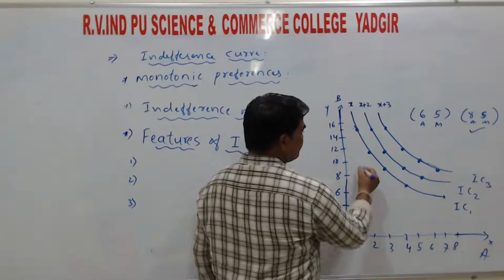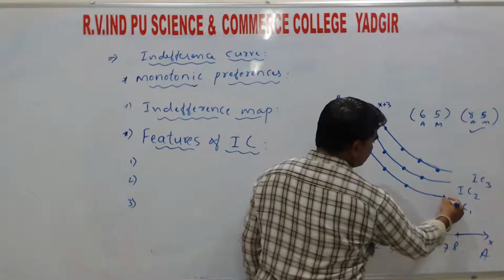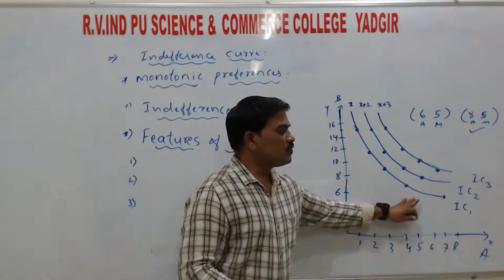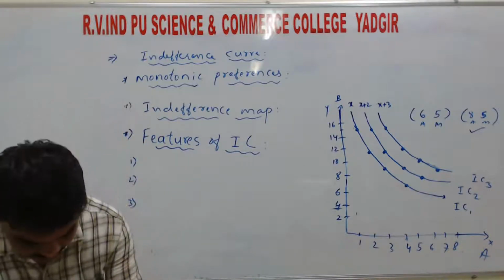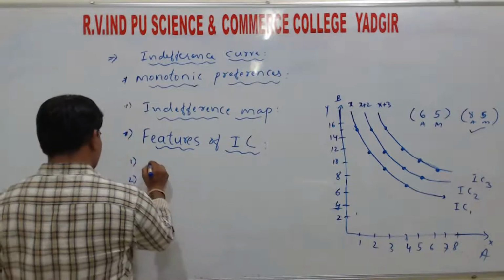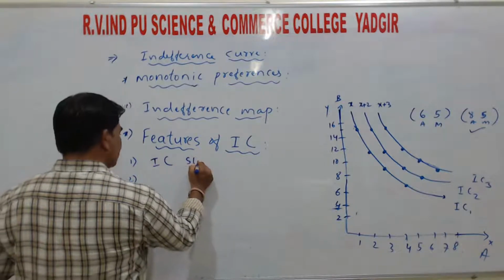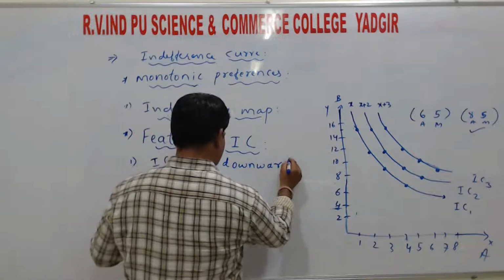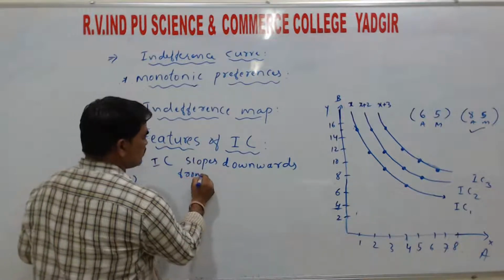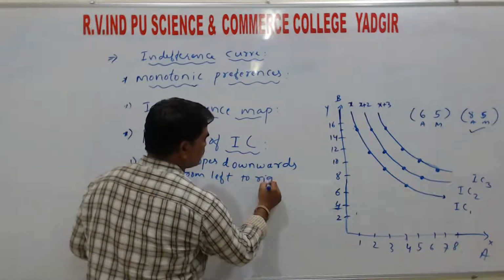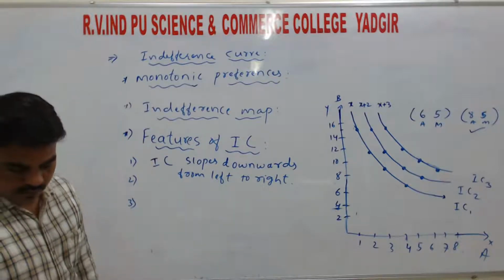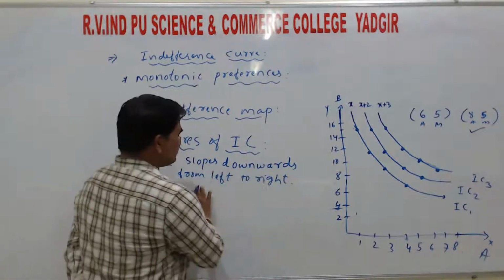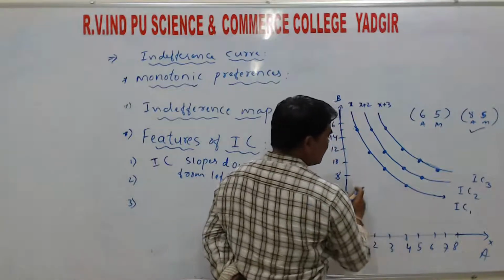From here, this is left side. From here, it is towards right. The slope is negative. It is downwards falling. That is the first feature. Indifference curve slopes downwards from left to right. The first feature is indifference curve slopes downwards from left to right.